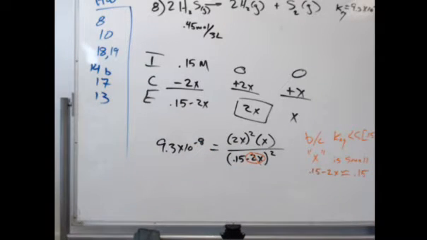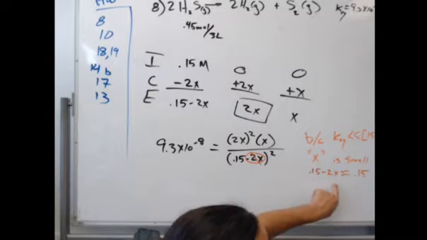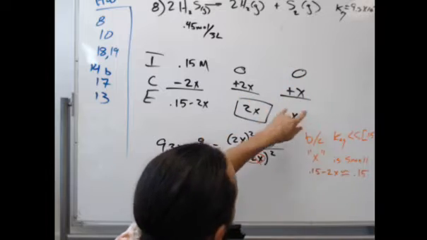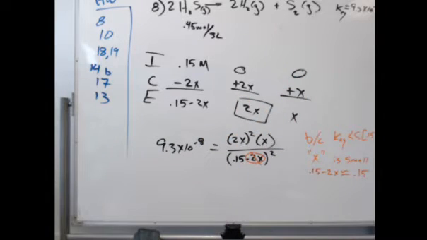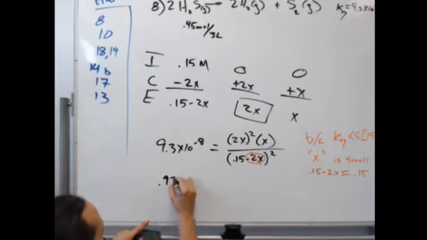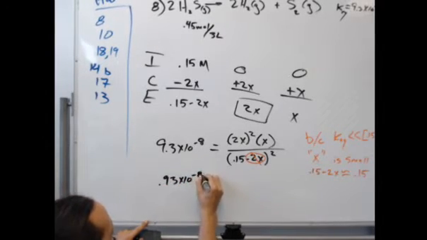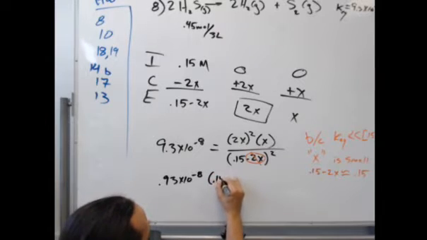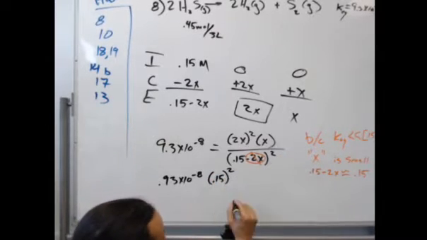If I have a billion and I subtract 1 from it, I still have about a billion. I could specifically say you've actually got 999,999,999, but it's about a billion. We're doing the same type of thing here. Because the KEQ is small, we know this is only going to shift a little bit. That simplifies things because then I'm going to have 0.93 times 10 to the minus 8 times 0.15 squared. We still have to have that squared.